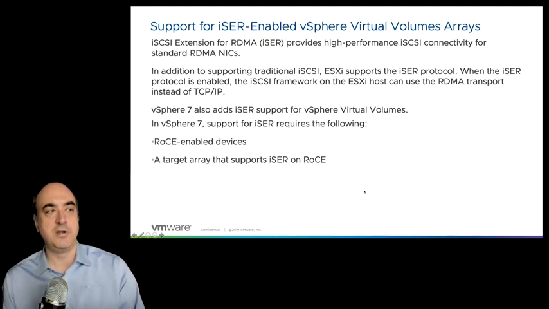So vSphere 7 adds iSER for virtual volumes. That's some of the bigger changes, right? And also vSphere 7 is where we are starting to support RoCE version 2, that lossless Ethernet network. And of course, we'll need to have an array that supports iSER on RoCE as well. So you need the two sides here.